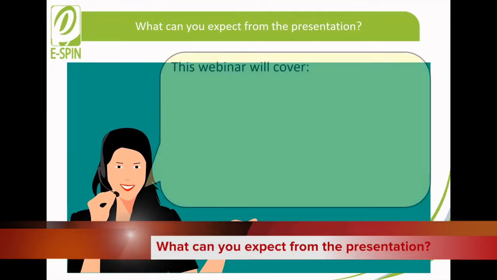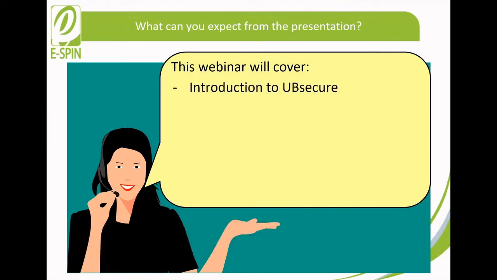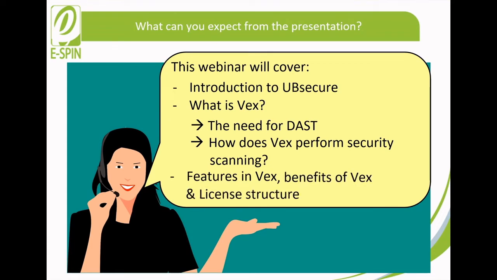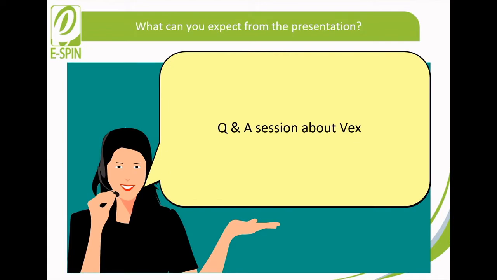What can you expect from this webinar? Firstly, we will introduce UBsecure as our new partner in providing web application security tool. Then we will begin to explore Vex through what is Vex, followed by understanding the need for DAST and how does Vex perform security scanning. Right after, we will discover the features in Vex, its benefits, and license structure. At the end of this webinar, we will have a Q&A session about Vex. So without further ado, let's get started.